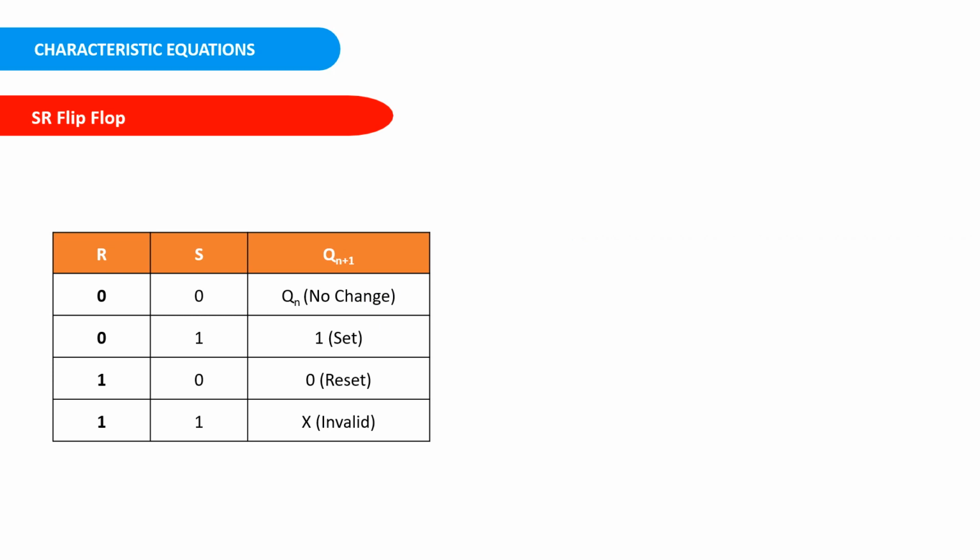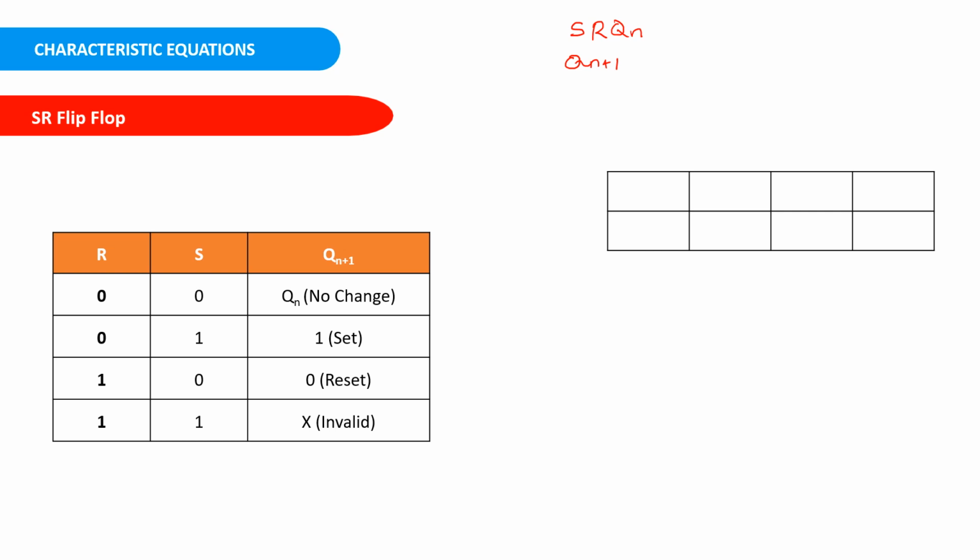In this video, we are going to discuss the characteristic equations for the different flip-flops. First, we can take the SR flip-flop. In the SR flip-flop, we have three inputs, that is S, R, and Qn, the present state. The next state, Qn plus 1, depends on the inputs S, R, and Qn, the previous state. To find the equation for Qn plus 1, we can draw the K-map for the SR flip-flop.